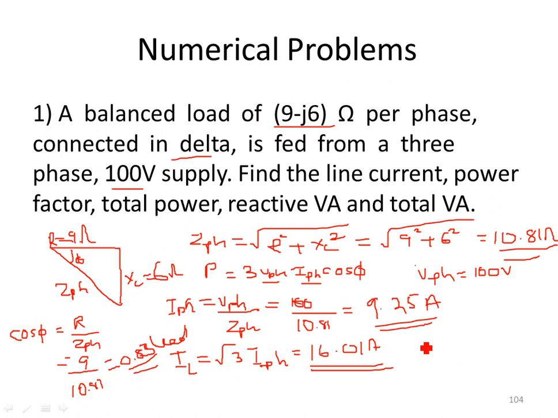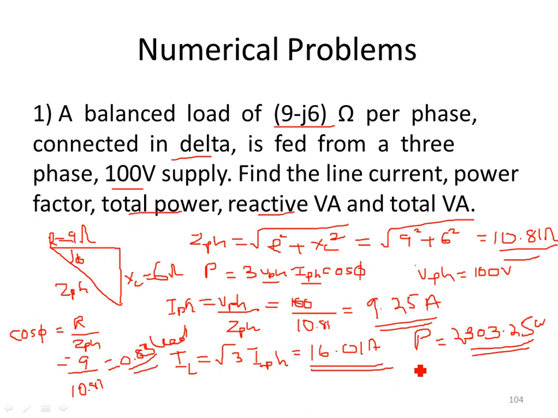Now, how do you find the power? Power is equal to 3 times V phase, I phase, cos phi. V phase is 100 volt, I phase is 9.25 ampere. So it is 3 into 100 into 9.25 into cos phi, which is 0.83. So the answer is 2303.25 watts. So we got the total power.